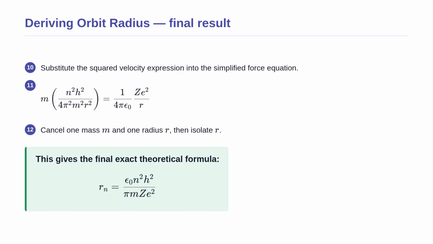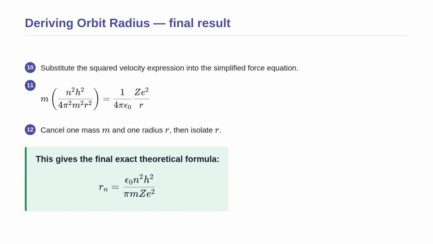Continuing with our derivation, we now substitute this new expression for velocity squared back into our simplified force balance equation. This brilliant move replaces the unknown velocity with terms we already know. Next, we clean up the algebra. We cancel one mass from the numerator and denominator on the left side, and we cancel one radius from the denominators on both sides. Finally, we rearrange the entire equation to isolate the radius completely on one side.